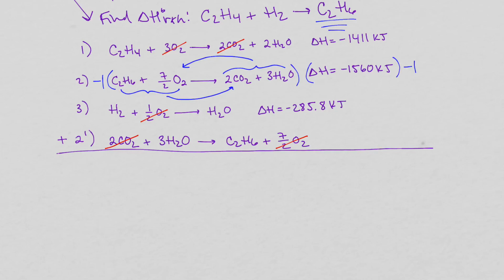Last thing we need to get rid of is these pesky waters, and it turns out you're going to do this the same way that you got rid of the O2s, right? Your first equation has 2 waters, your third equation has 1 water, your flipped second equation has 3 waters. Equations 1 and 3 have water as a product, for a total of 3 H2O on the product side. The flipped equation 2 has 3 H2O on the reactant side. So your waters go away.